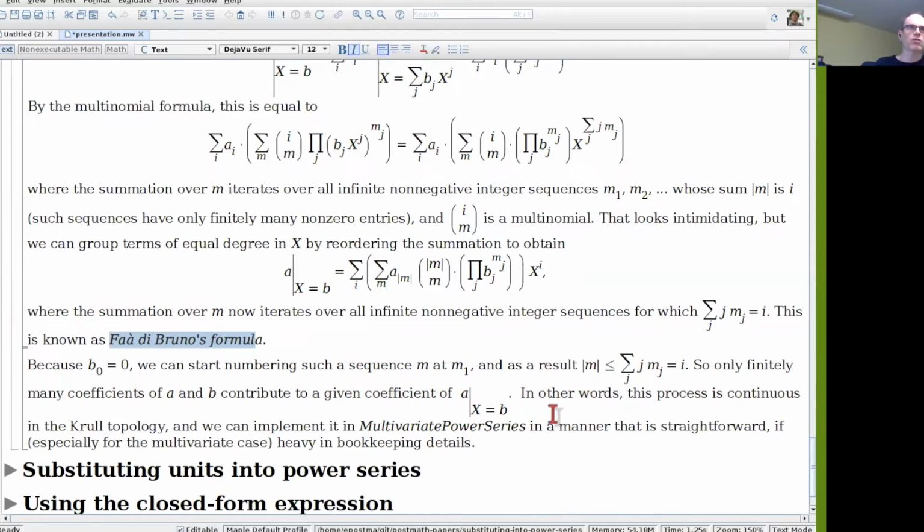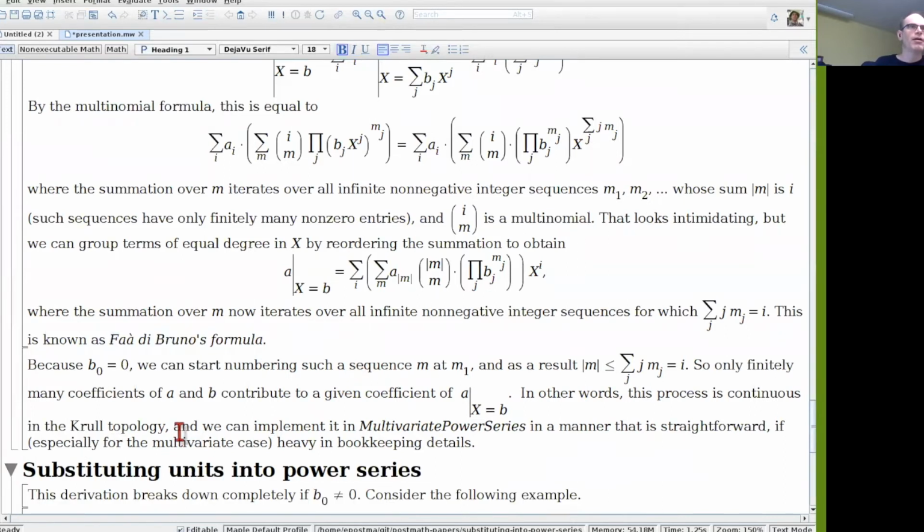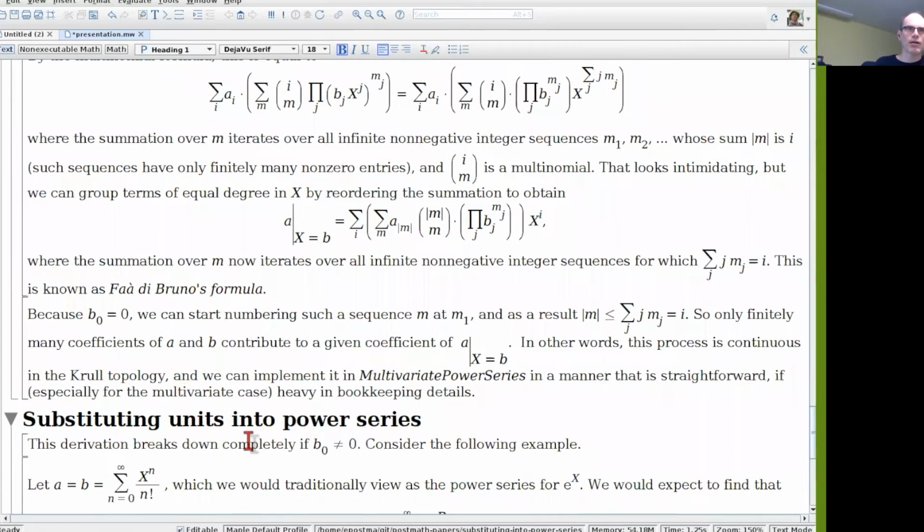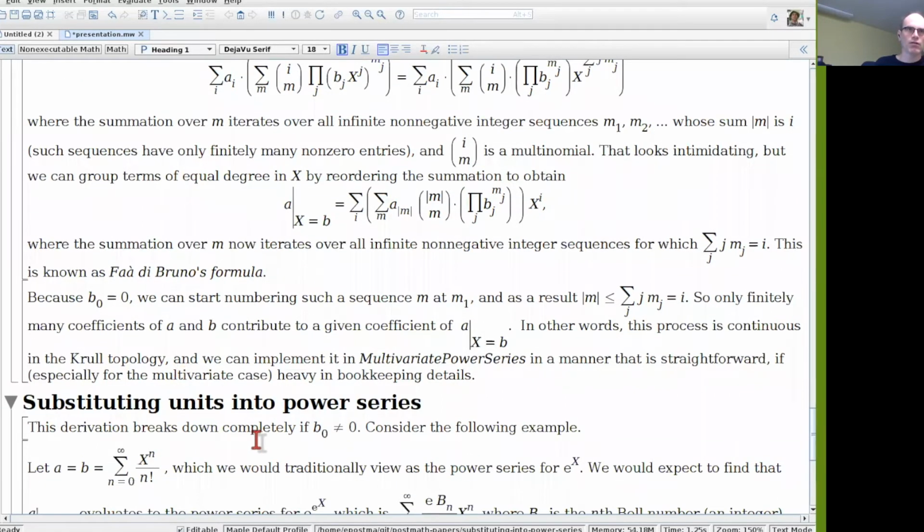So the process is continuous in the Krull topology, and we can implement it in multivariate power series in a fairly straightforward manner for these non-units, even if it's a little bit heavy in bookkeeping details, especially for the multivariate case, but that's life. However, this derivation breaks down completely if b0 is non-zero.